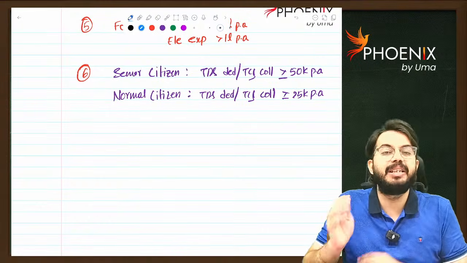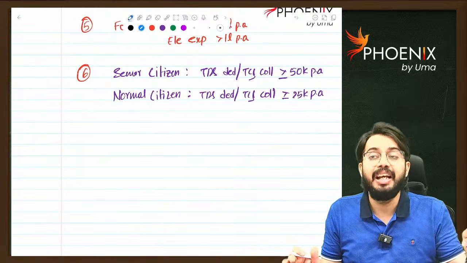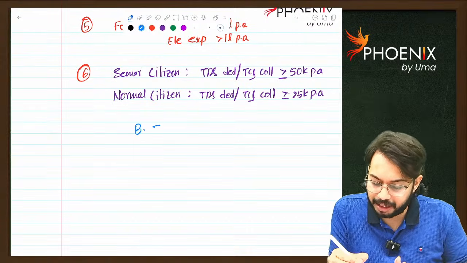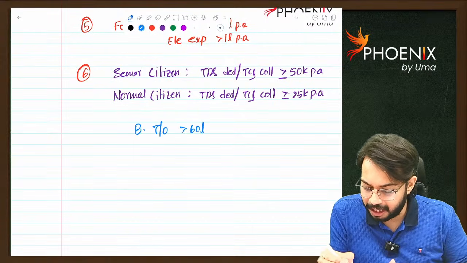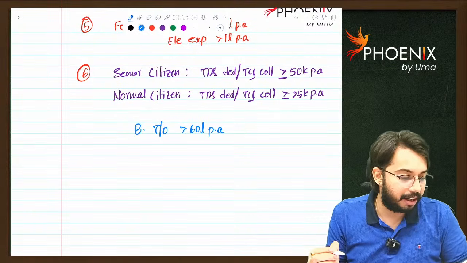Next, I am doing business. In my business, because of COVID, huge losses are there. Still, if I make a turnover of more than 60 lakh rupees per annum, I am also mandatorily required to file ITR. Are you able to understand?